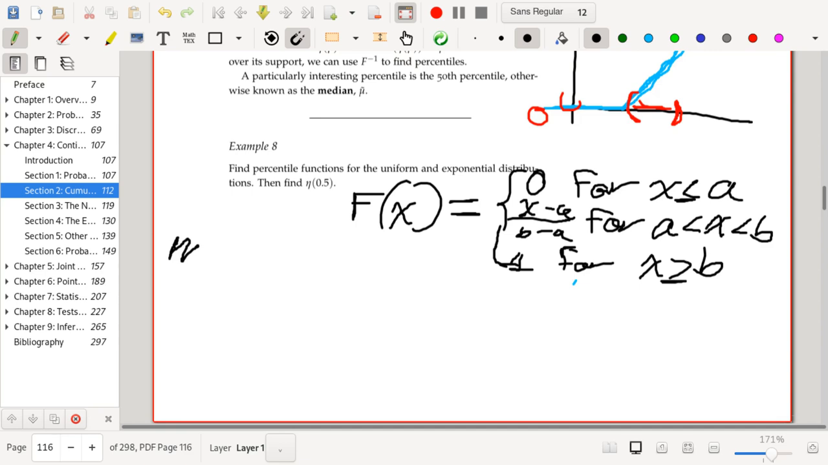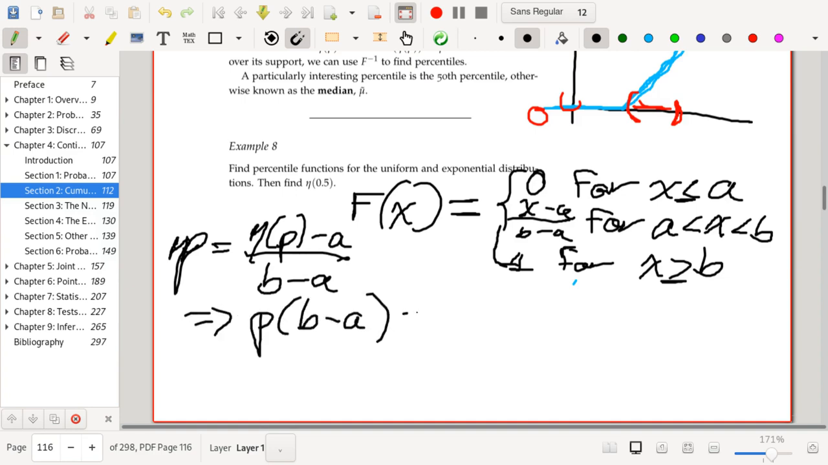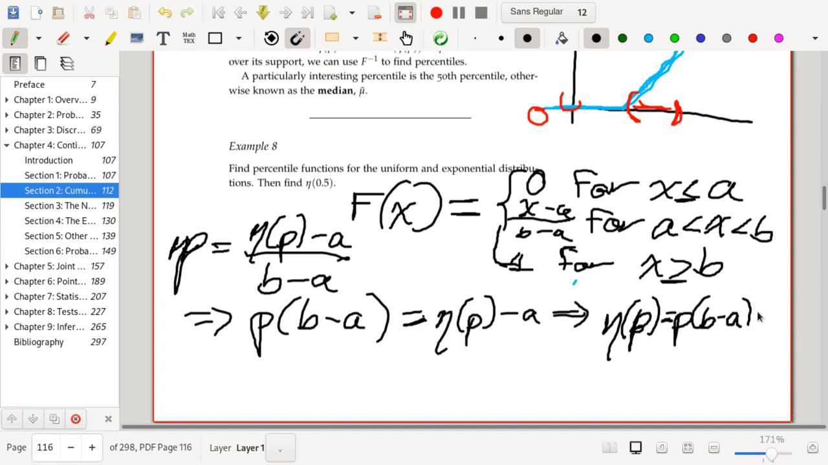So we will say that p is equal to a of p minus a over b minus a. We're going to solve for a of p, because what we're doing is inverting a function. You remember how to invert functions from intermediate or college algebra, right? Multiply both sides by b minus a, so p times b minus a is equal to a of p minus a. Add a to both sides. Then we'll have a of p is equal to p times b minus a plus a.